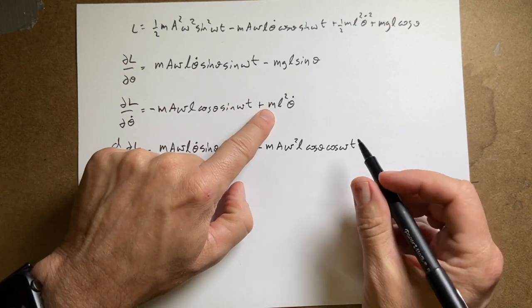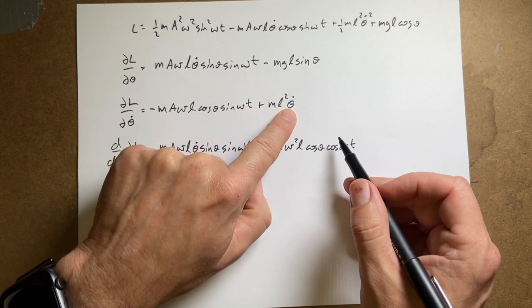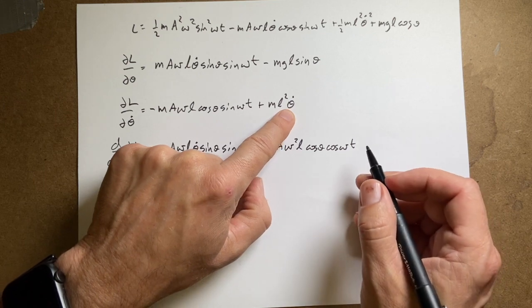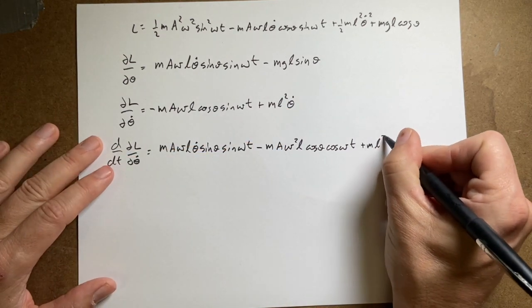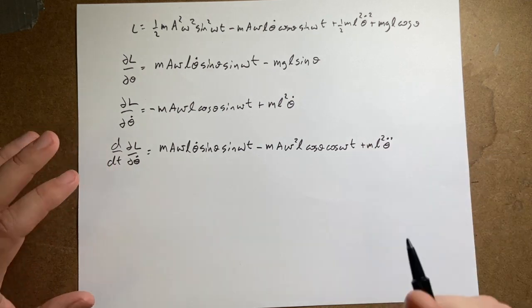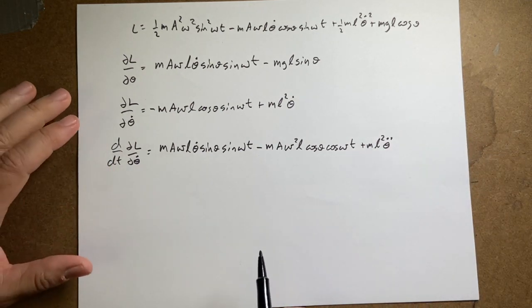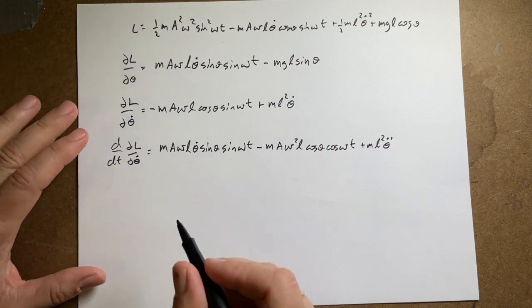Now this term's pretty easy. The only term that depends on time is theta dot. So the derivative of theta dot with respect to time is going to be theta double dot. So it's going to be m L squared theta double dot. Whew, okay, so we got it. Now we can put this equal to that, and let's do that.